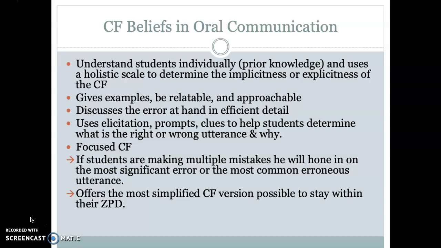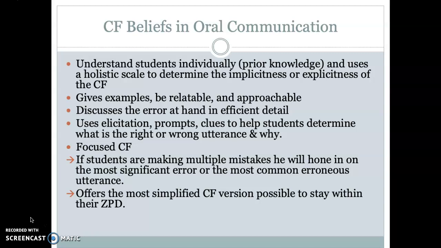His corrective feedback beliefs in oral communication: he understands students individually, their prior knowledge, and uses a holistic scale to determine the implicitness or explicitness of the corrective feedback that is needed for the student. He gives examples. He tries to be relatable and approachable. He discusses the error at hand in efficient detail. He uses elicitation, prompts, and clues to help students determine what is the right or wrong utterance and why.